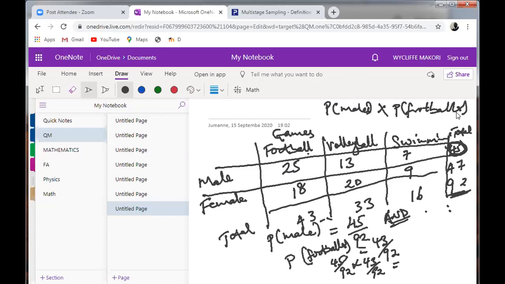I think you have reminded me, we can do one. Where you are asked this question: determine the probability of picking a female swimmer and a male volleyballer. The probability of picking a female swimmer and a male volleyballer.